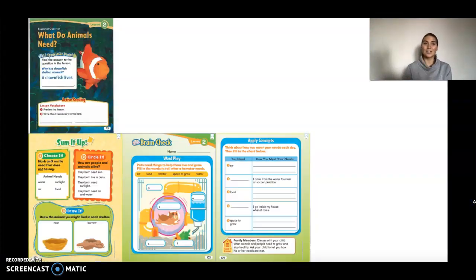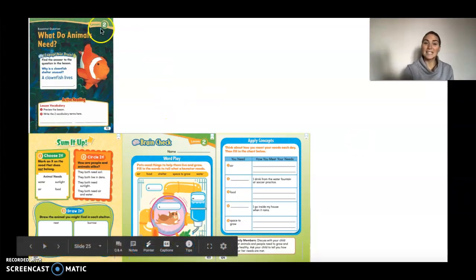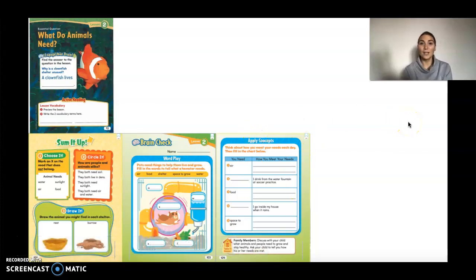Now it is your turn to read about what animals need in Lesson 2. After you have finished reading on those pages, you can do pages 102, 103, and 104 to practice.